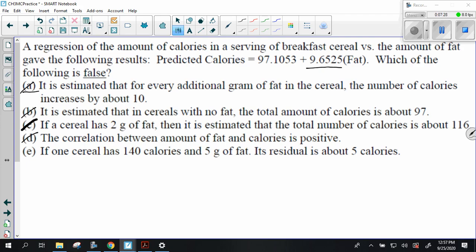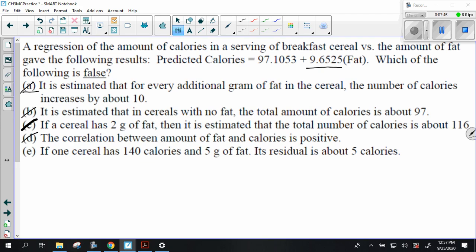So if one cereal has 140 calories and 5 grams of fat, its residual is about 5 calories. I'm going to go ahead and work it out just to be sure. You can never be too sure.